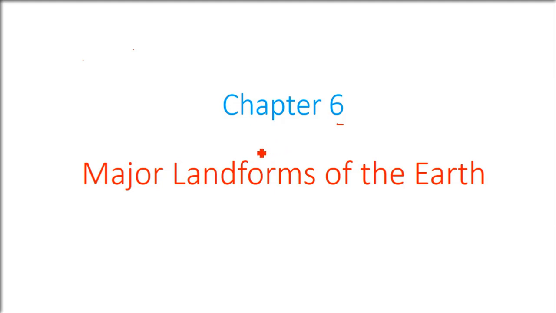This is chapter number 6, Major Landforms of the Earth. Major landforms. Sthal Mandal means the land masses and what are their forms we are going to discuss.